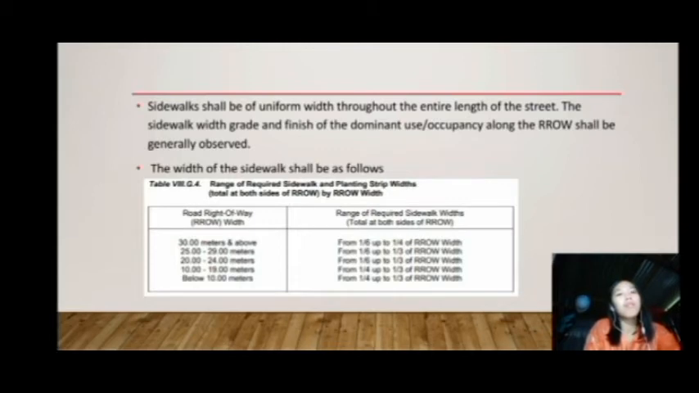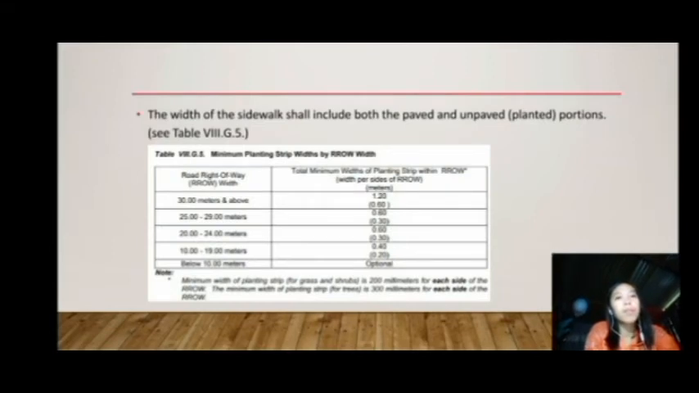Sidewalks shall be of uniform width throughout the entire length of the street. The sidewalk width, grade, and finish of the dominant use or occupancy along the RROW shall be generally observed, and the width of the sidewalk shall be as shown in Table 8. The range of required sidewalk and planting strip widths is given as a total at both sides of the RROW. The widths of the sidewalk shall include both paved and unpaved planted portions. See Table 8.